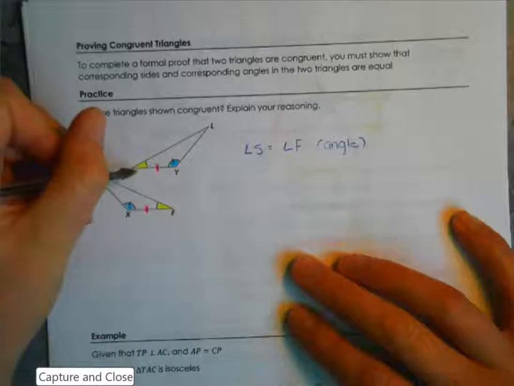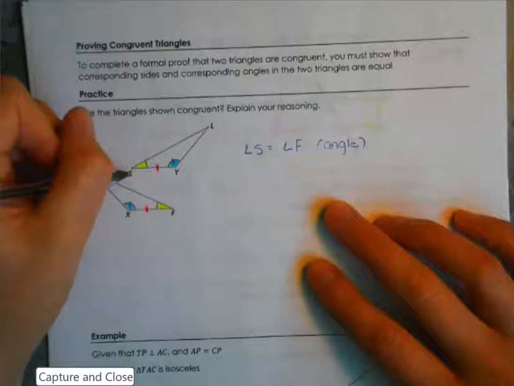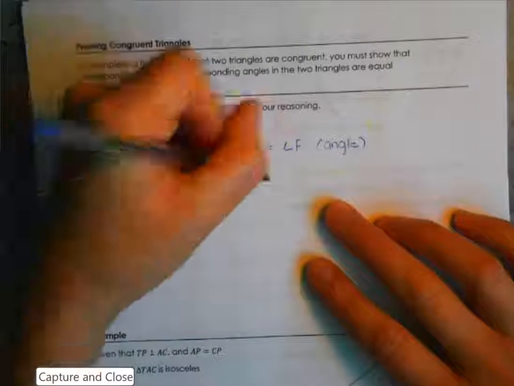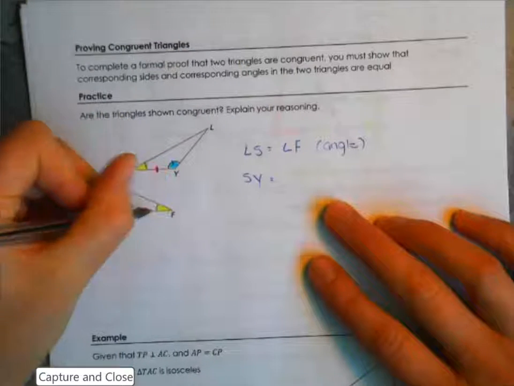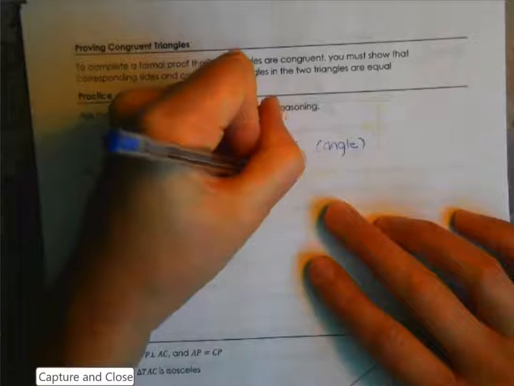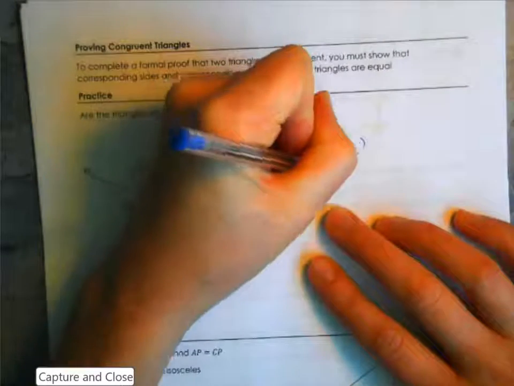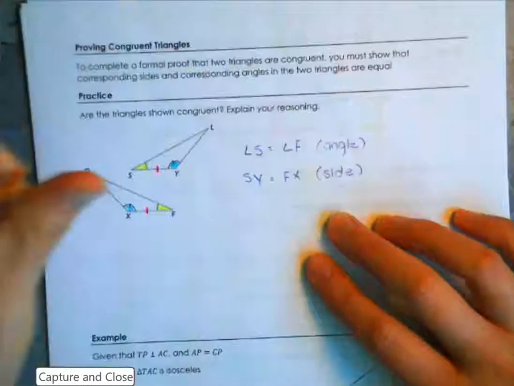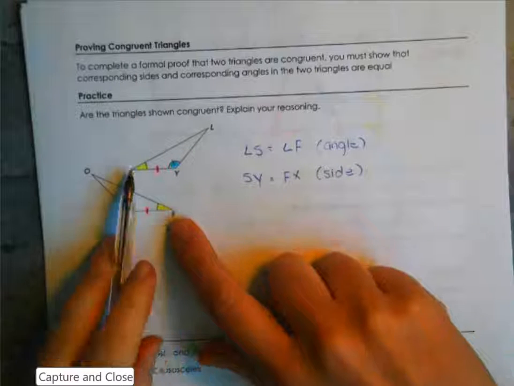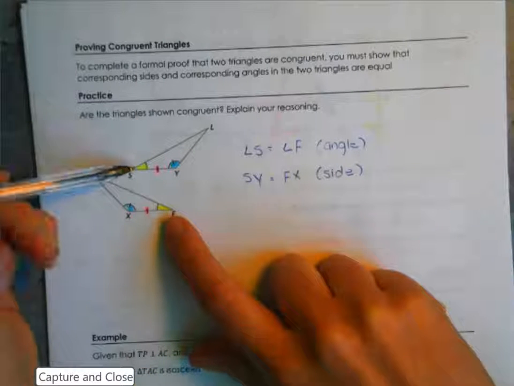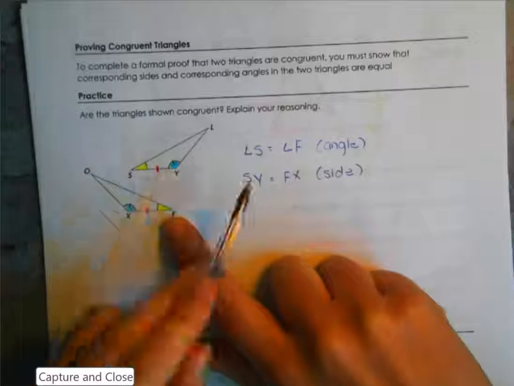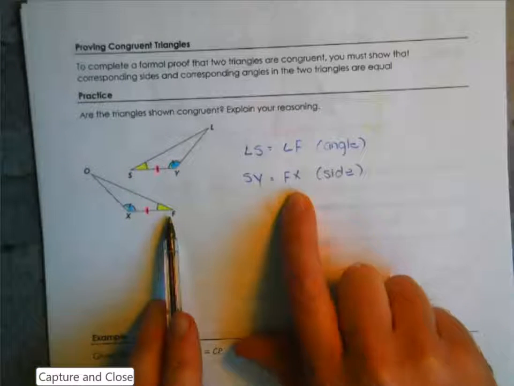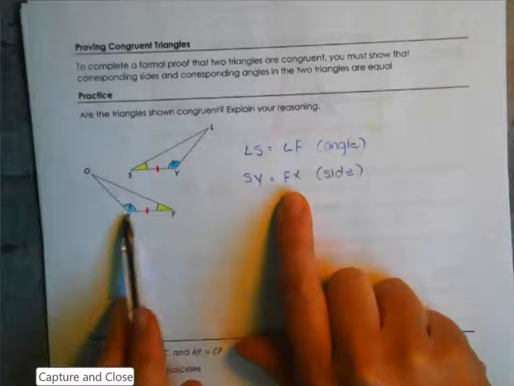Then we want to go side, right? Because we want to go angle side angle. So we're going to do SY is equal to FX. And you'll notice that I'm putting them in the same order, right? So if you're going from the yellow, the same angle here, over here, when you list your side, it's going from S to Y, then you want to do the same thing in the other triangle. So in that case, going from F to X.